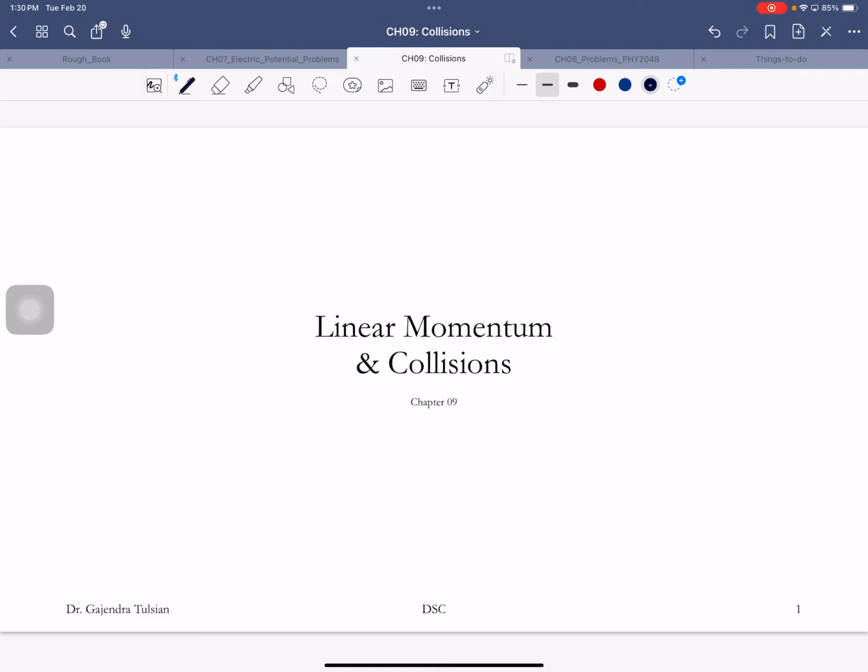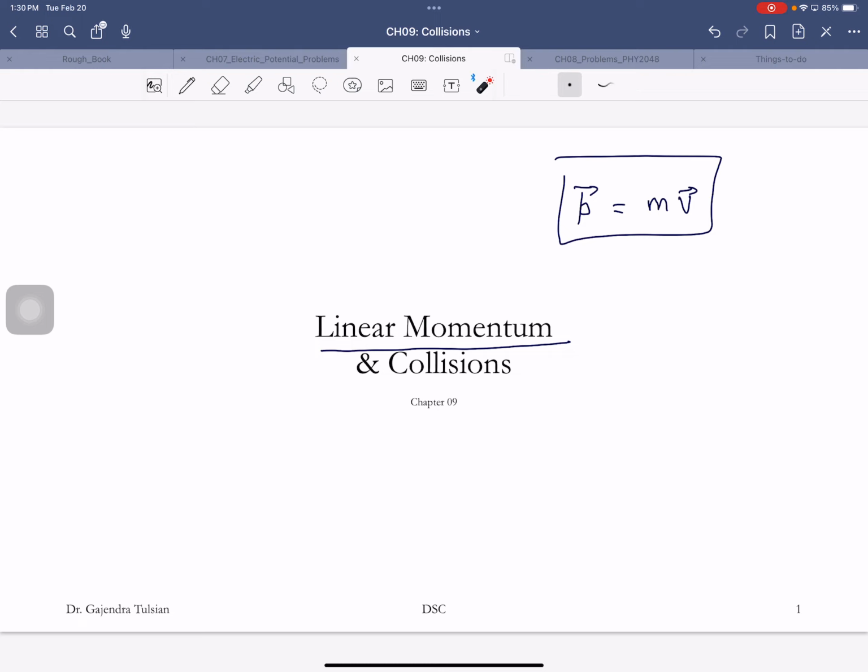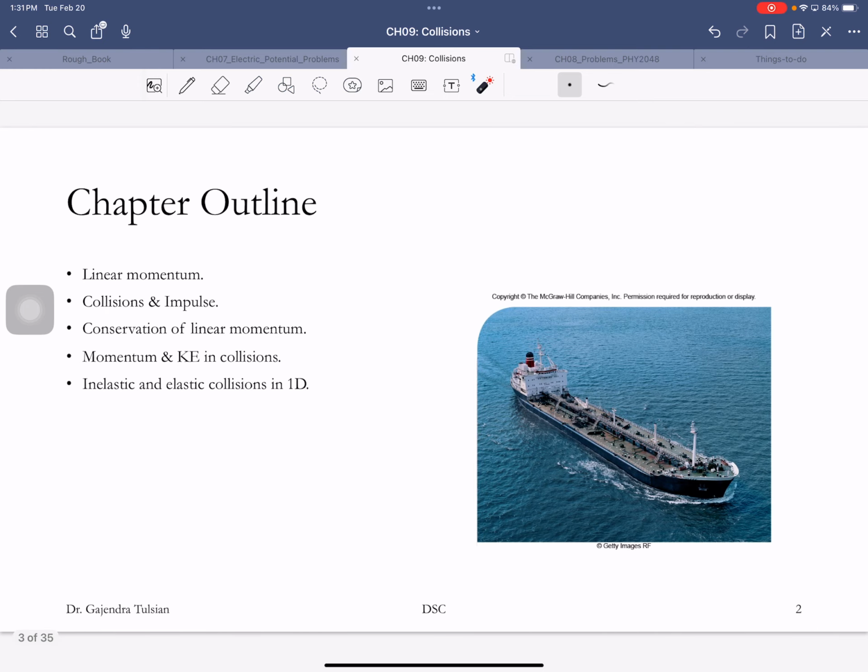Okay, so we are going to learn about linear momentum, and the linear momentum of a particle is denoted by P. It's a vector quantity, and it's given by that. We'll see that in collisions, linear momentum is conserved, and it's a very powerful tool in analyzing collisions. These are the topics we'll cover: linear momentum, collisions and impulse, conservation of linear momentum.